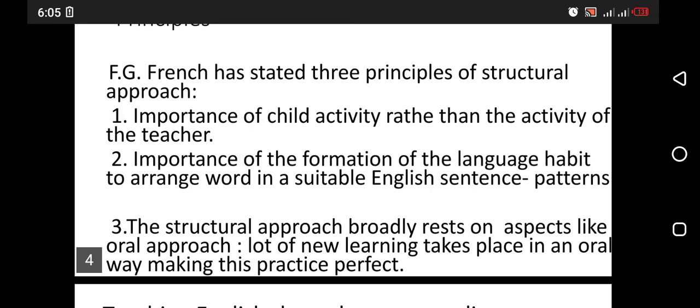And second, the importance of the formation of language habit, to arrange the words in suitable English sentence patterns, meaning students need to learn this habit of arranging the words into sentence patterns. Third, structural approach broadly rests on aspects like the oral approach, meaning there are four skills that are emphasized in this method, but it gives more emphasis on oral production of the language.